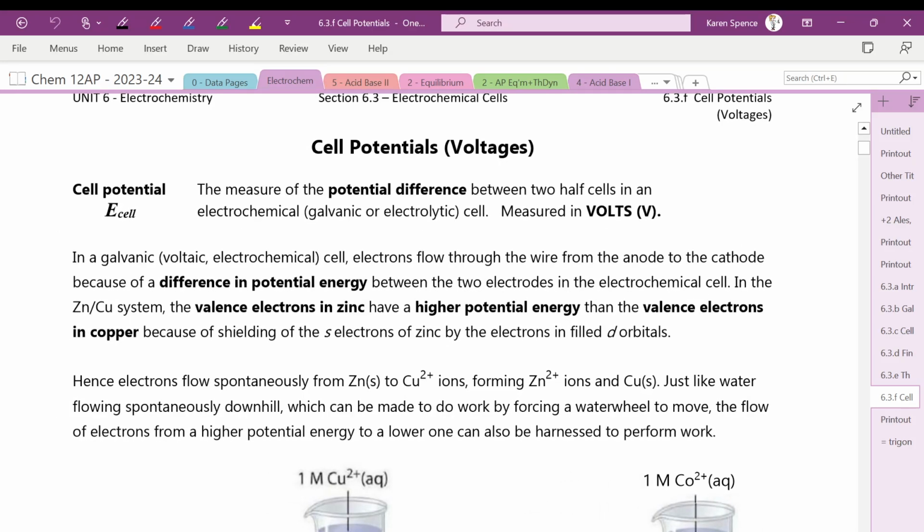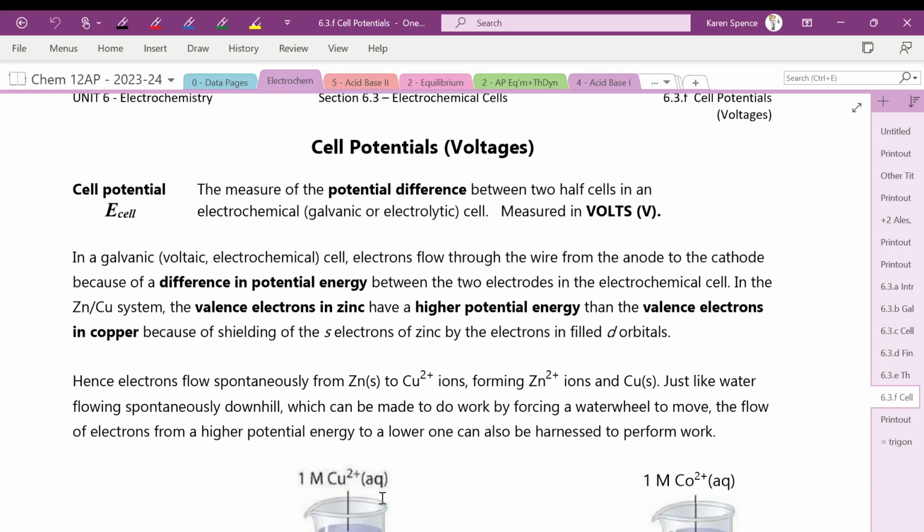Cell potentials. This should be easy for you because you watched a video about this last night. Okay? And if you didn't, then you need to go back and watch the video. All right. So when we are doing a potential voltage of an entire cell, including both half cells, most of the time we won't have the standard hydrogen electrode. So we have to take into consideration both the reduction potential of the cathode and the oxidation potential at the anode. Does that make sense?